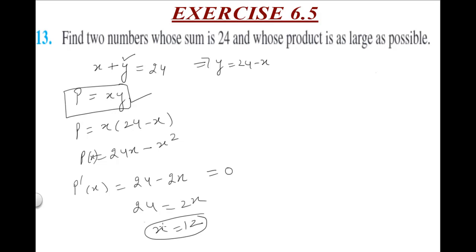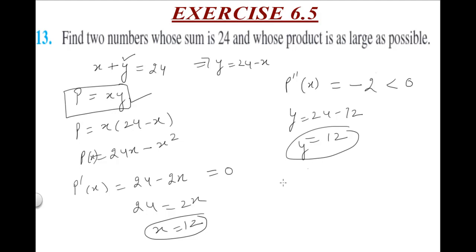Clear? To prove that 12 is the point of maxima, the second order derivative should be shown as negative. Second order derivative, when we calculate of 24 minus 2x, we just get it as minus 2, which is less than 0. Hence x equals 12 is the point of maxima. So the y value will be 24 minus x, which is 12. So we get this also as 12.